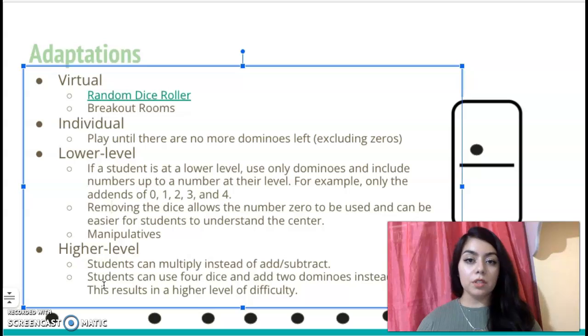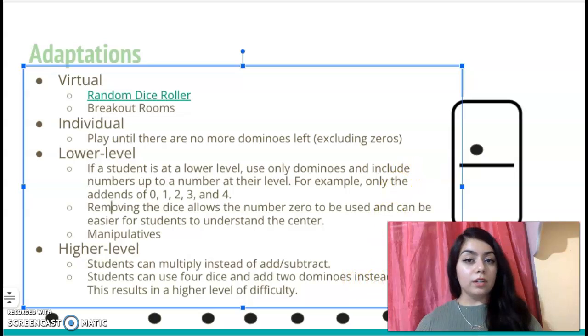Just have fun. No, we still want them to learn. We can make this harder and increase the difficulty by having them multiply instead of add. For first grade, this might not be realistic, but who knows, it can also be used. And then students can also use four dice instead of only two to include adding four numbers instead of adding two numbers.